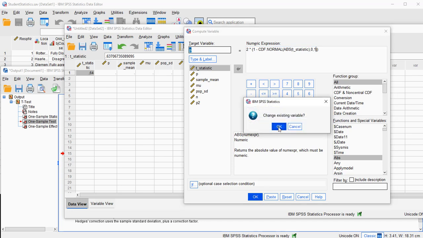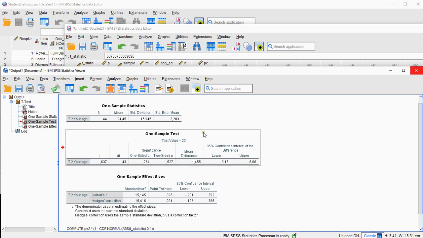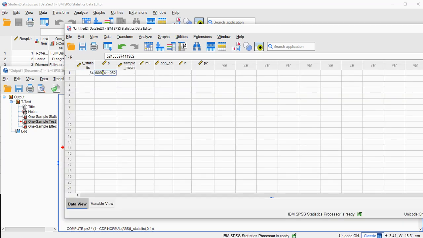Click on OK, yes, because I already made that one. Here nothing really changed, but in my output I now nicely have the p-value 0.52. That's above the usual 0.05 threshold, so usually we would consider this not significant.